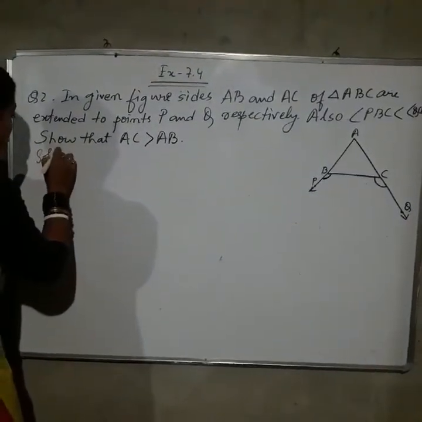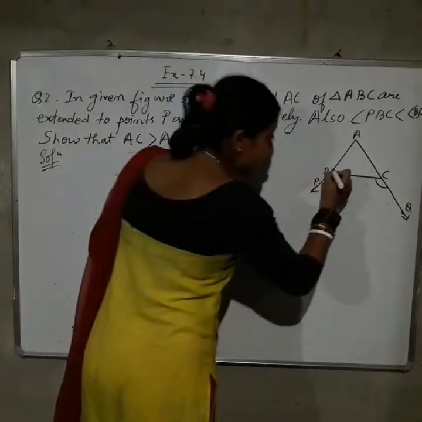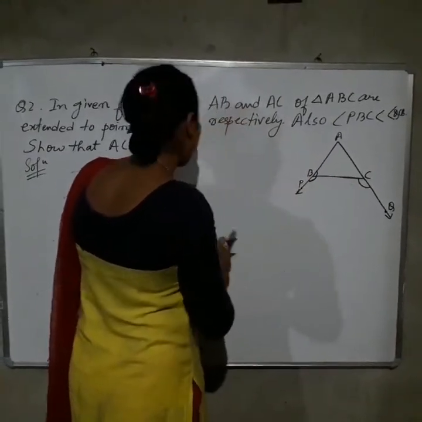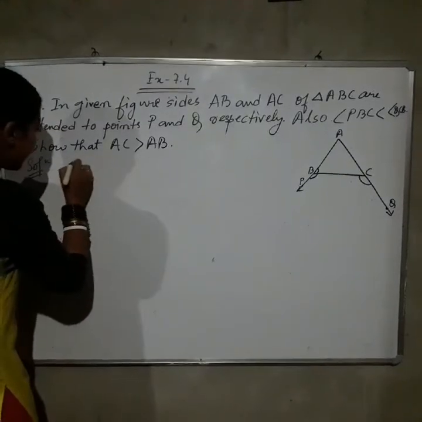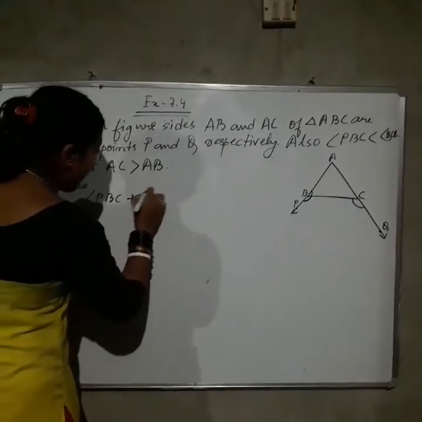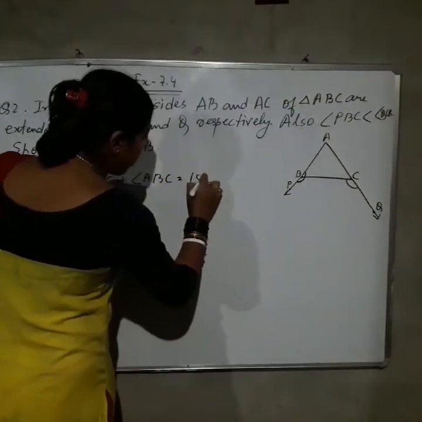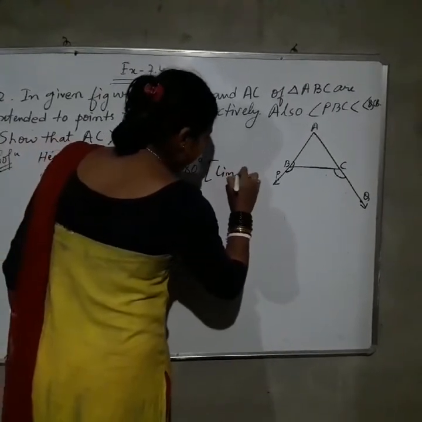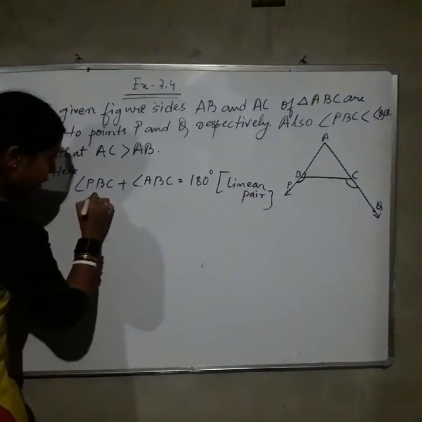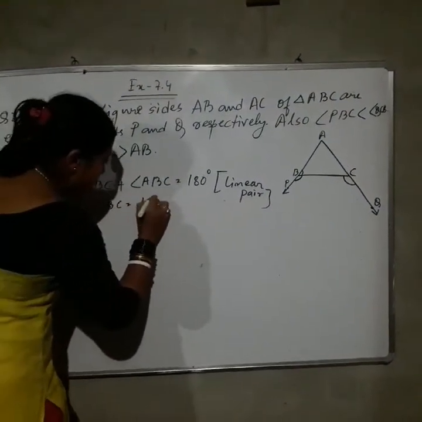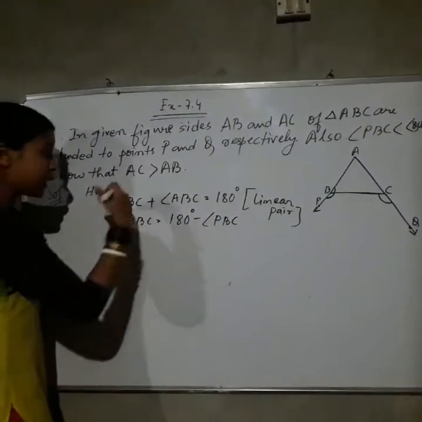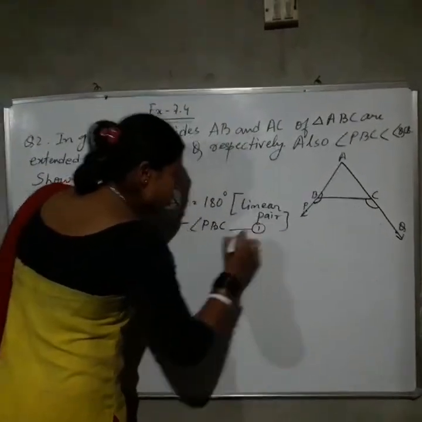So let's start. Now you see here, this angle and this angle are both linear pairs, since AB is a straight line. So let us write angle PBC plus angle ABC equals 180 degrees. So from here we can write angle ABC equals 180 degrees minus angle PBC. Call this equation 1.